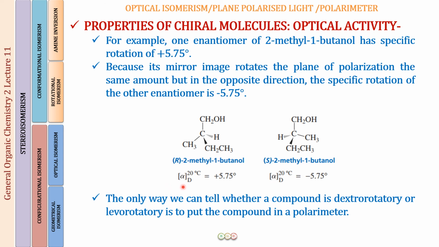So here you can see the specific rotation, also the notation, 20 degrees Celsius is the temperature. The light that you have used is the D line of sodium, and the angle of rotation is plus 5.75, dextro-rotatory, and this is minus 5.75, so this is levo-rotatory. So I hope now the concept is clear to you.